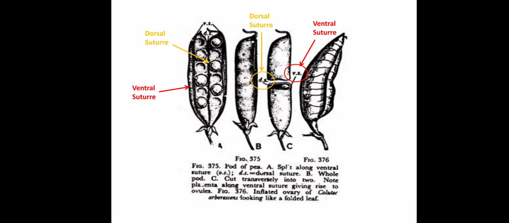Then B is the whole pod, whereas C is cut transversely into two halves. Now note the placenta, where the placenta is present on the ventral suture, not on the dorsal suture. And last, that is the inflated ovary of Colutea arborescens, so that it looks like a folded leaf.